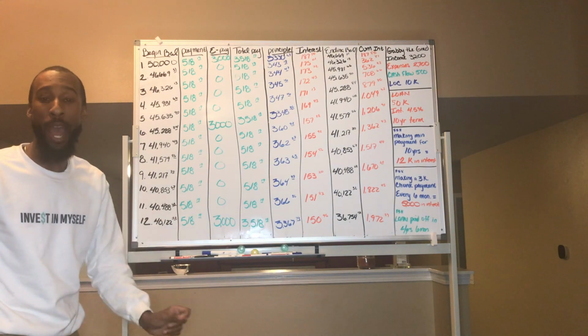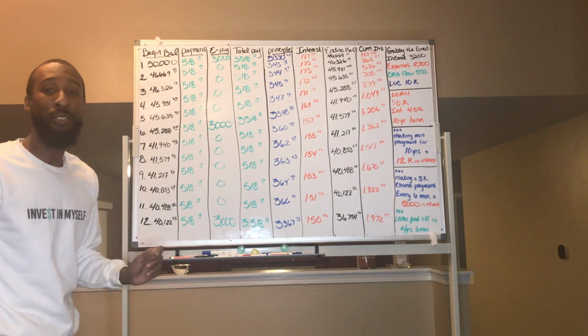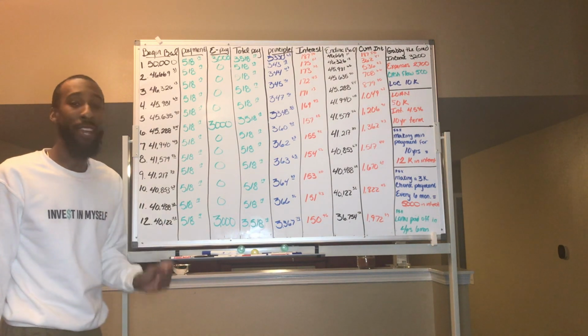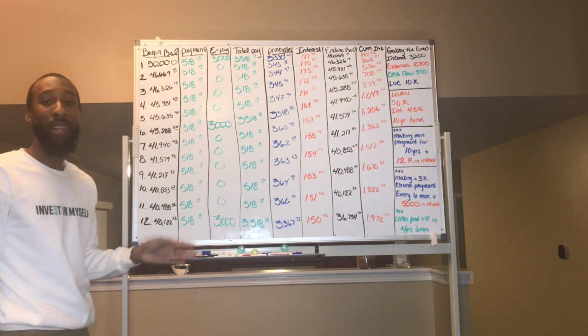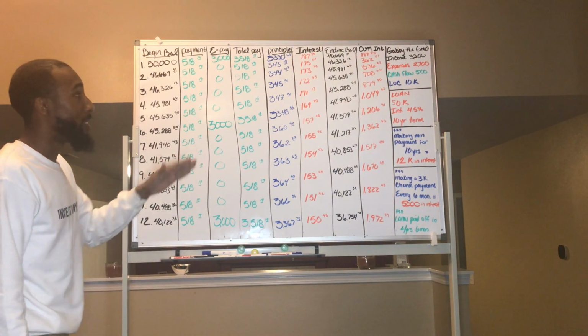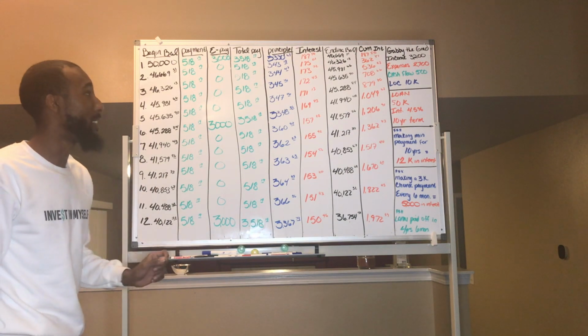And this is why you save so much money on your student loan and you can pay it off in 4.5 years. It's because when you make that chunk payment, the interest decreases significantly.